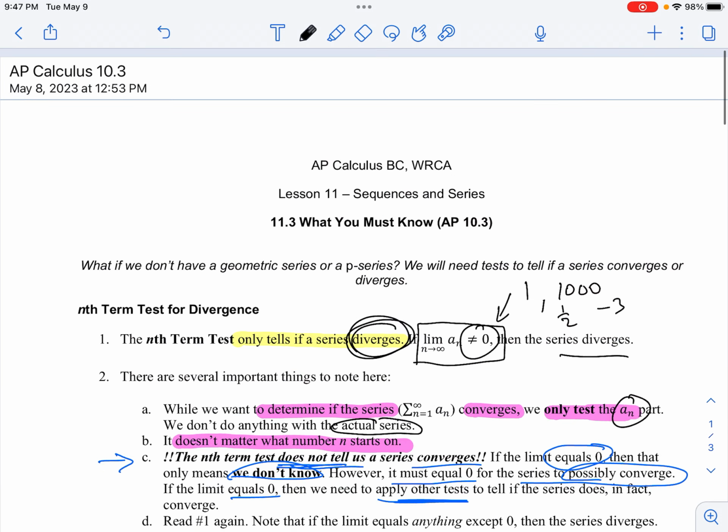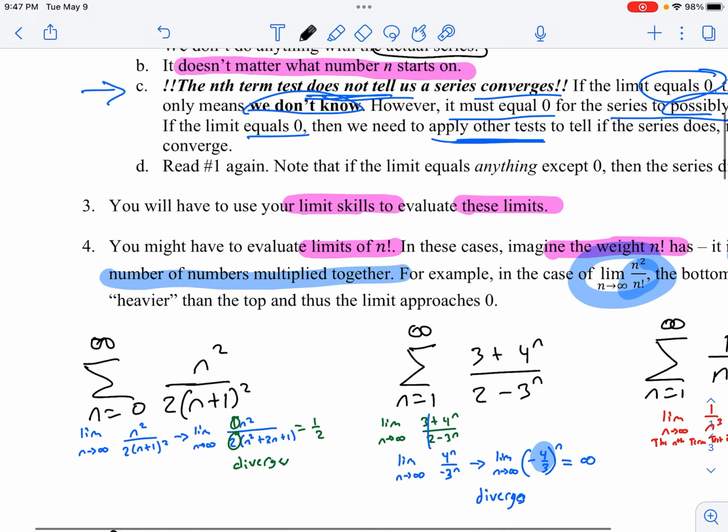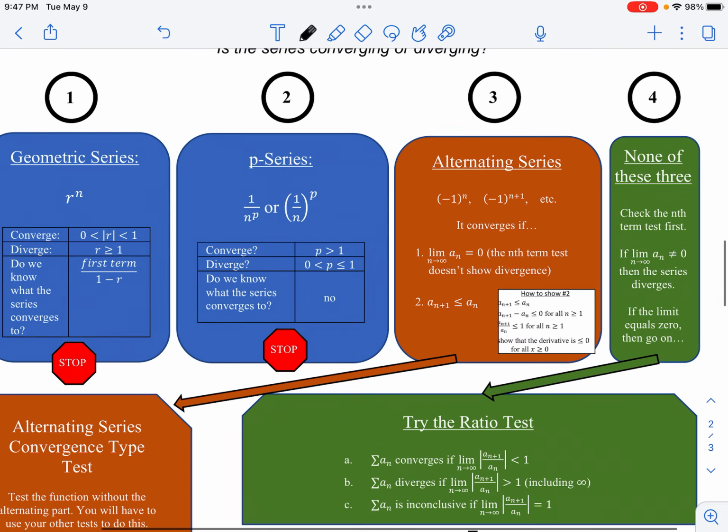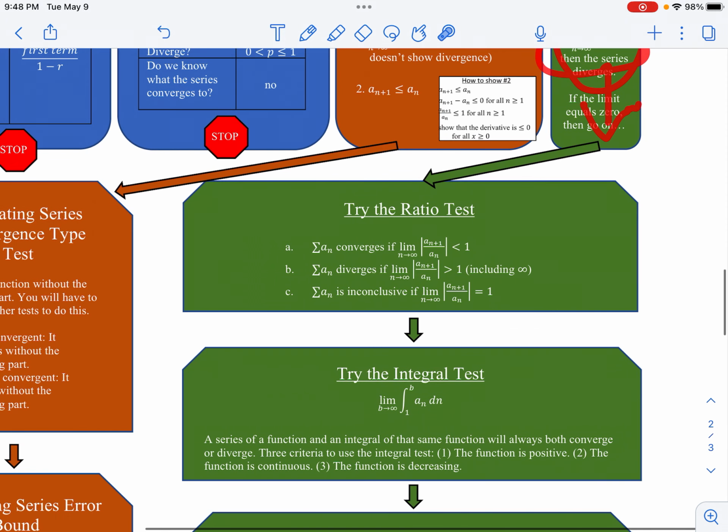Okay, so big picture. The nth term test is a fast test. It only tells us if a series diverges if the limit is anything except for 0. In the grand scheme of things, it's kind of the first test whenever we don't have a geometric series, a p series, or an alternating series, which we haven't learned yet. And so you're going to apply the nth term test. If it doesn't equal 0, you stop and say the series diverges. If the limit does equal 0, then you move on to some other tests that we'll be getting to shortly.